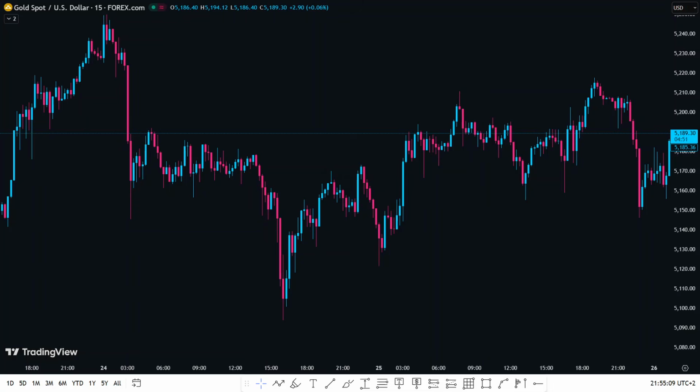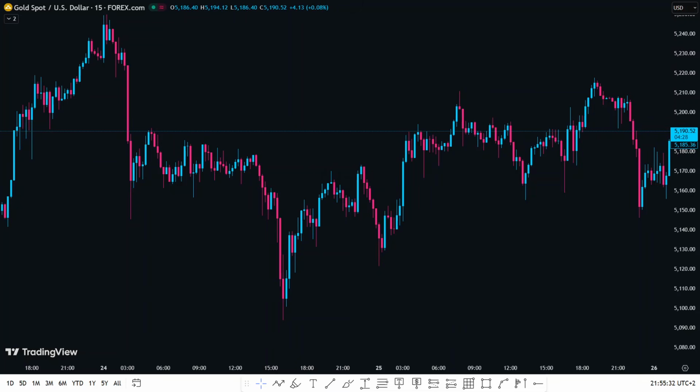Most traders enter too early or too late. Today, I'm breaking down how to read gold using market structure, including break of structure, change of character, liquidity pools, stop hunts, inducements, momentum, and also confirmations. If you understand the sequence, you'll stop chasing trades and start entering.